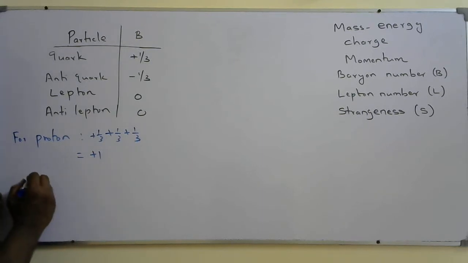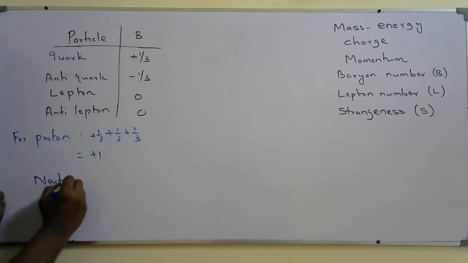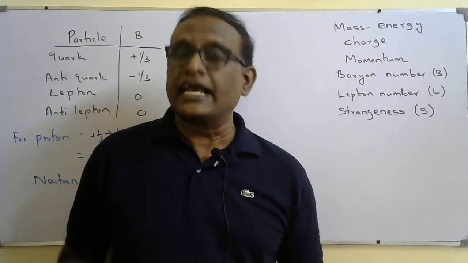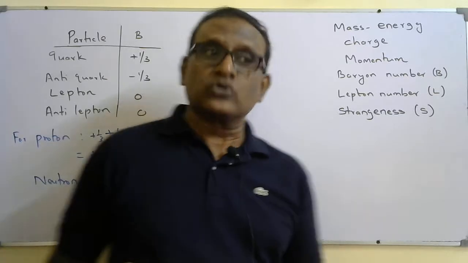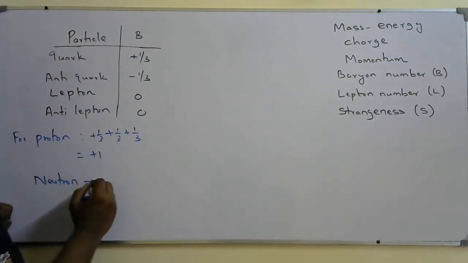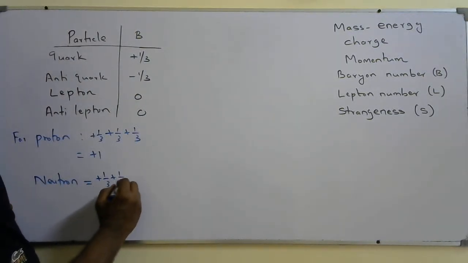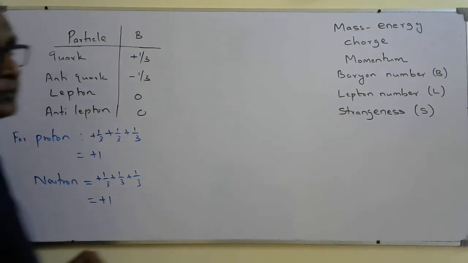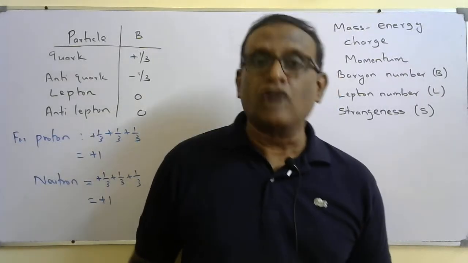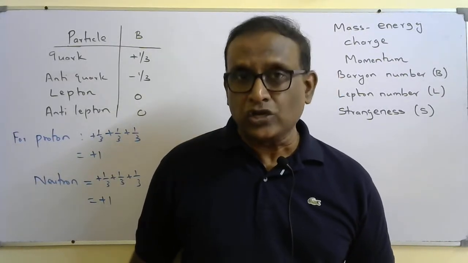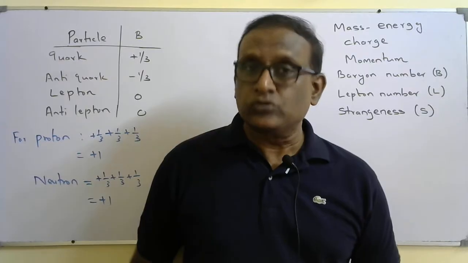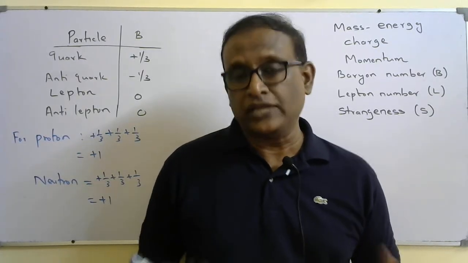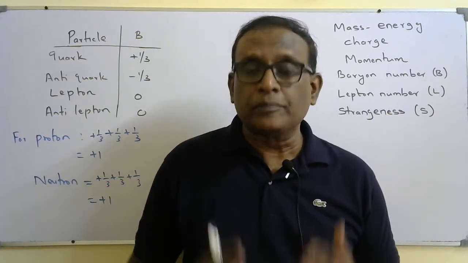Same way, baryon number of a neutron, how much? It consists of two down quarks and an up quark. Each quark has plus 1 by 3. So there are three quarks, plus 1 by 3, plus 1 by 3, plus 1 by 3, that is equal to plus 1. So baryon number of a baryon is equal to plus 1, because baryon means it consists of three quarks. Each quark has plus 1 by 3, so three quarks together plus 1. So baryon number of a baryon plus 1.